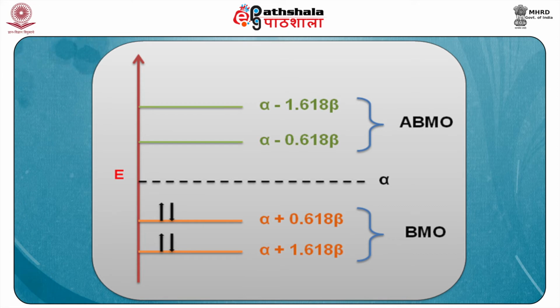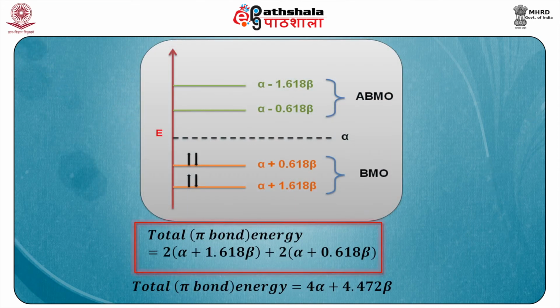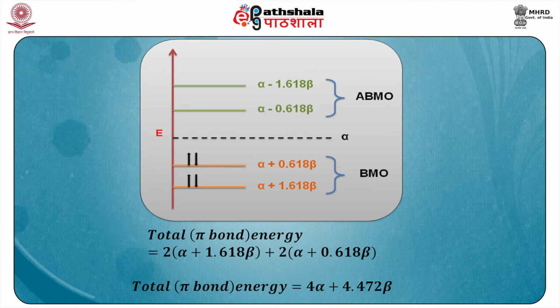Based on this energy level diagram, one can very easily calculate the total pi bond energy of butadiene. And this, you can see, will be equal to 2 times (alpha plus 1.618 beta) plus 2 times (alpha plus 0.618 beta), because 2 electrons are in each of these molecular orbitals.